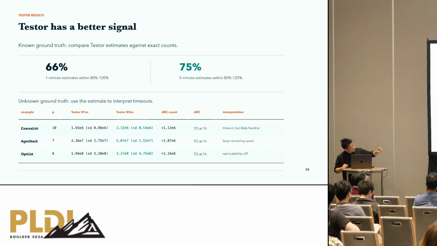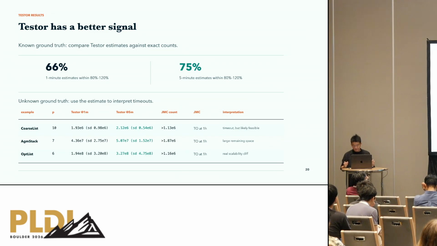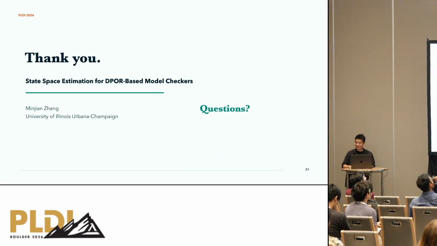But similarly, for the OPT list benchmark, the model checker again timed out after 1 hour, after exploring around 1 million executions. But our estimator said that the total search space has around e to the 8 Mazurkiewicz executions, which means that what we have explored in 1 hour is very minimal. It means that we have very low confidence in what we have checked in the program space. Okay, thank you.